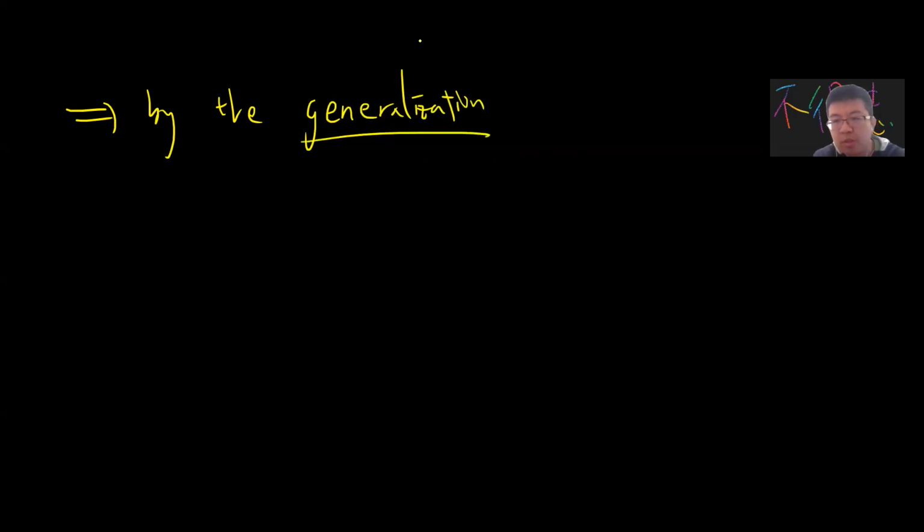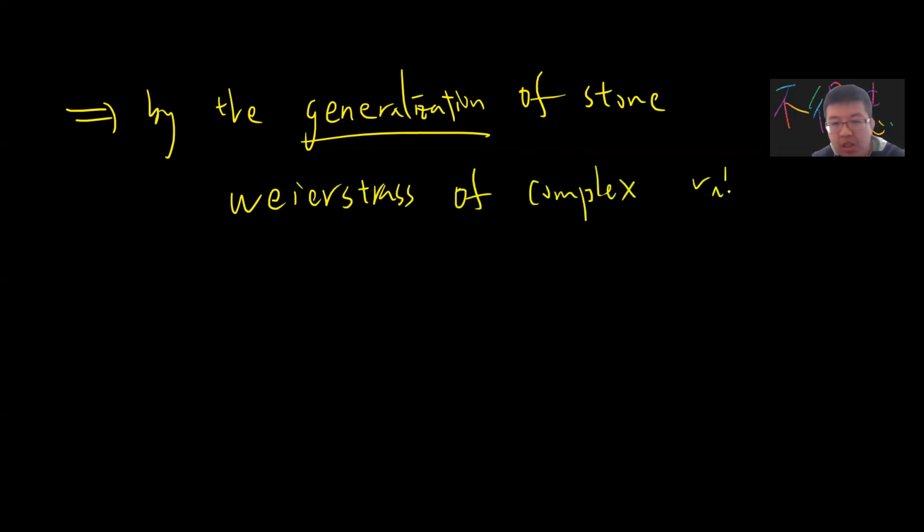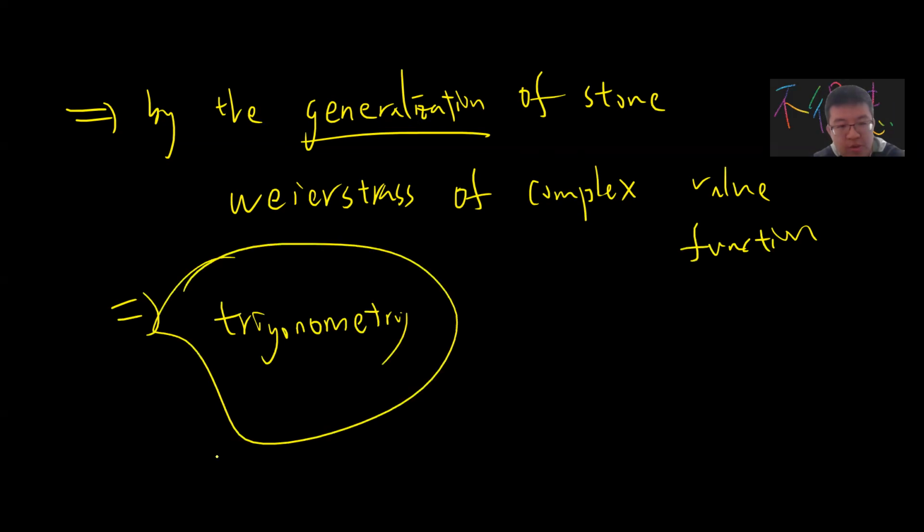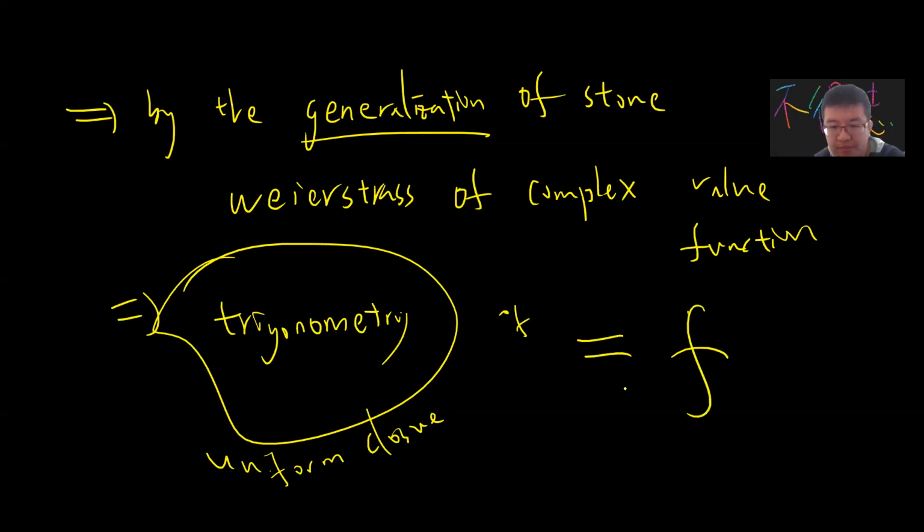Okay, so by the generalization of the Stone-Weierstrass theorem for complex-valued functions, which I proved, and I will post the link below if you haven't seen the proof, we know that the uniform closure of the trigonometric functions will become all continuous functions. Okay, that's it.